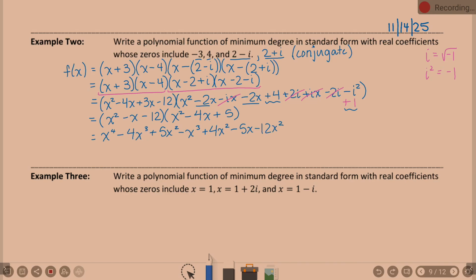Negative 12x squared plus 48x minus 60. By the way, did I warn you to write small? I didn't. I know I didn't. Sorry. There's a lot to fill in here.